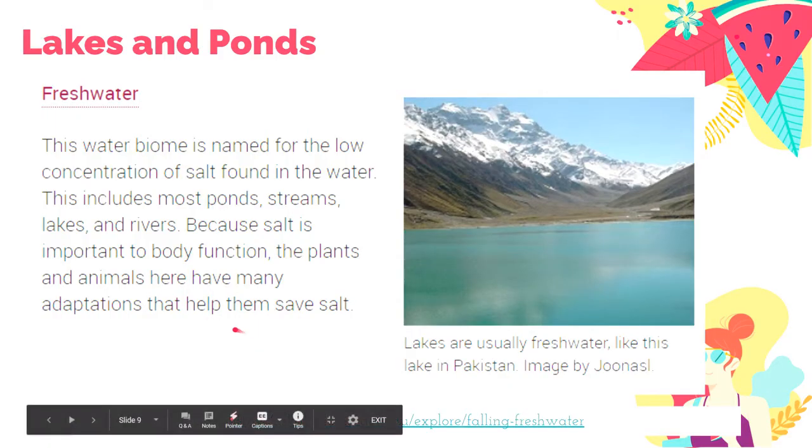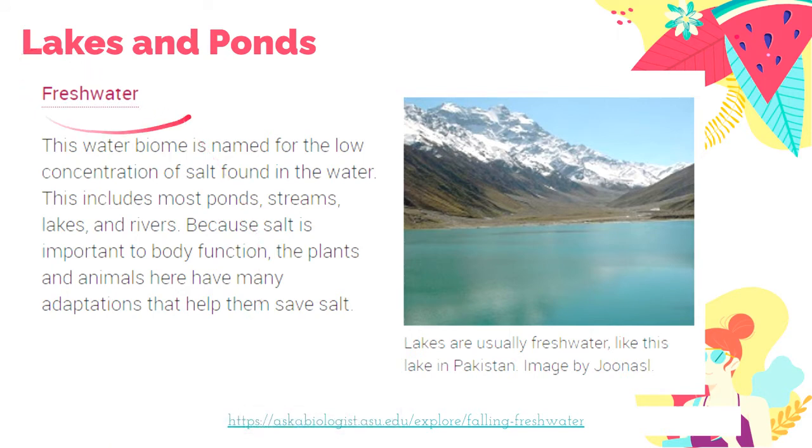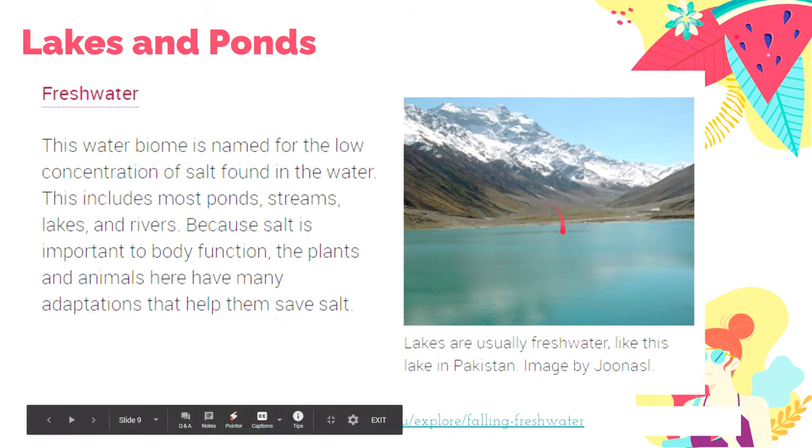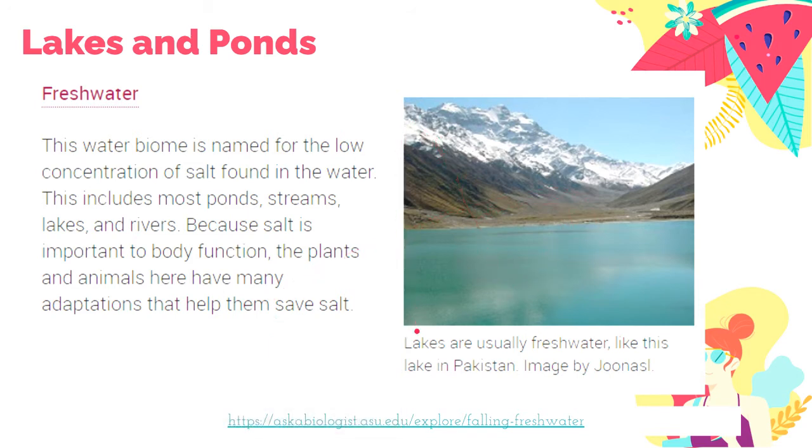Now, this is from Ask a Biologist from Arizona State University. They define freshwater biomes as water biomes having a low concentration of salt, compared to seawater, or salt water. Freshwater includes ponds, streams, lakes, and rivers. Because salt is important to body function, the plants and animals here have adaptations that help them save water. Here is an example of a freshwater lake in Pakistan. I'll provide the link to Ask a Biologist in the description below.